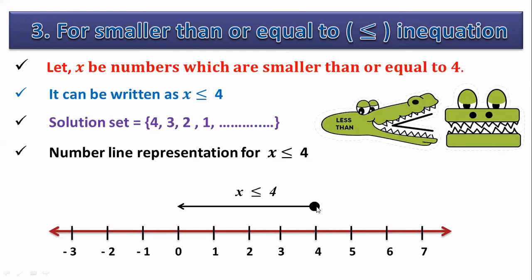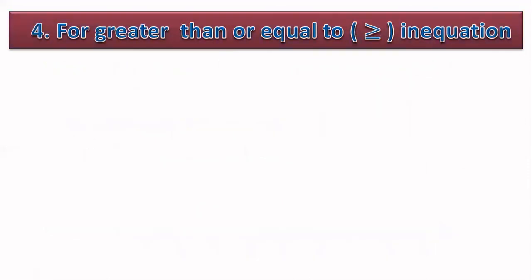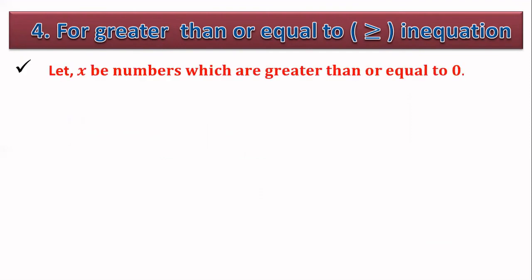Okay, so this is the number line representation of our given inequation, and it can also be expressed like this. If you remember in the previous example, there was a kind of slanted line, but here in the case of greater than or smaller than or equals to symbol, there is a vertical line with a black dot. Okay, everyone? Yes. So I hope you have understood this one. So I would like to take you to the last symbol, which is for the greater than or equals to inequation. So here also, let us take x be numbers which are greater than or equal to 0.